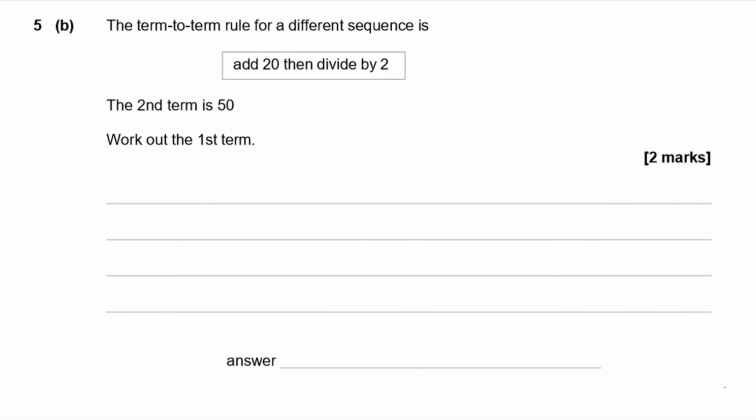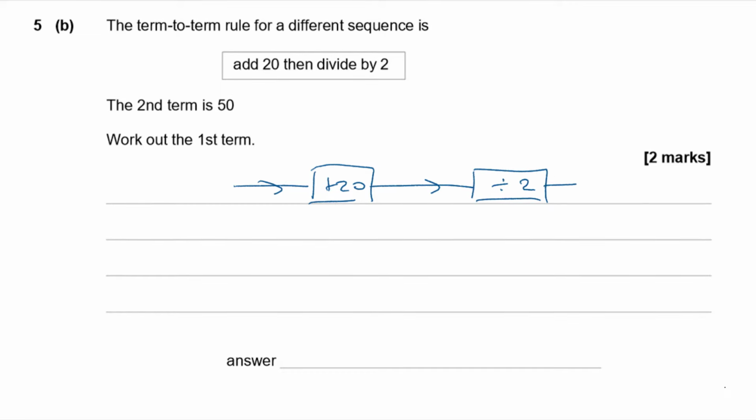Part B says, I've got a different term-to-term rule here. This time it's add 20 and then divide by 2. We've got the second term is 50. You want to work out the first term. Okay, I think we're just going to think of this as a bit of a function machine. So I've got a number going in, we're adding 20, and then we're dividing by 2, aren't we?